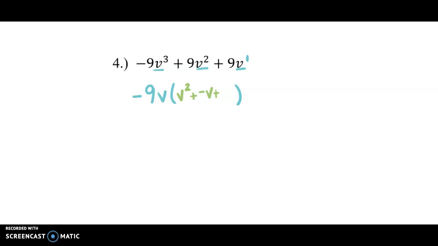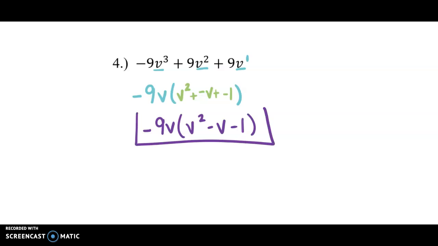Plus, because that's the sign that's there, 9v divided by -9v is actually going to end up giving me -1. So you can still write it as a plus negative, but I think most of you now at this point would see that this is the same as -9v times v squared minus v minus 1. And that's really the way you want to write it. You don't want your leading term in the parentheses to be negative. So that's why we took out that -9 instead of just a positive 9. Okay, and then if you distributed it back in, you would notice that you get the correct answer.